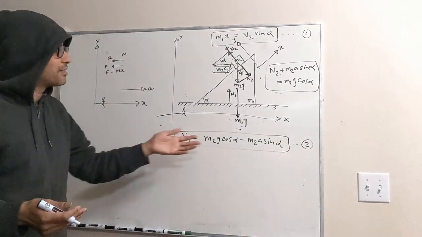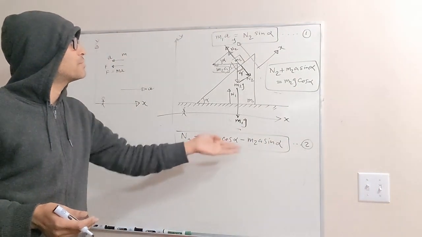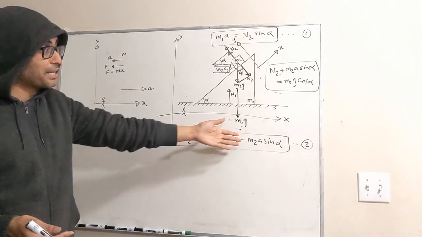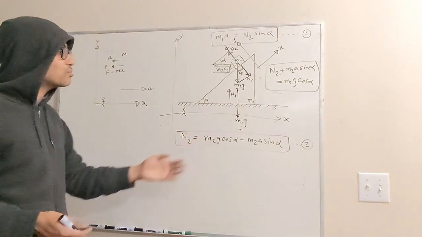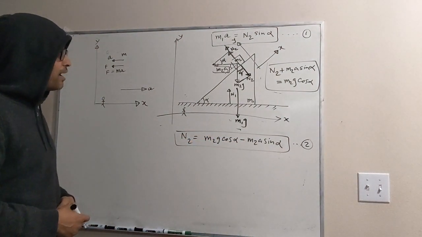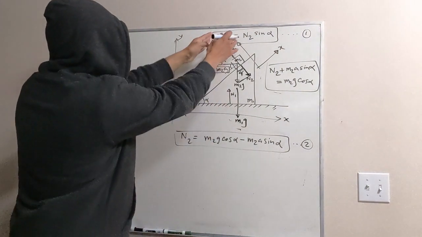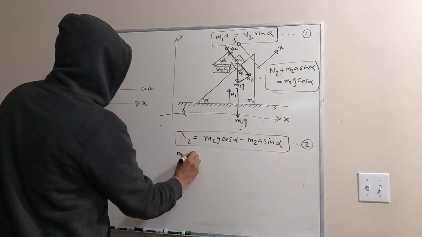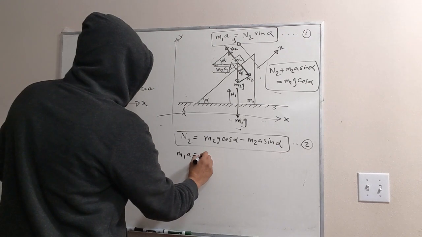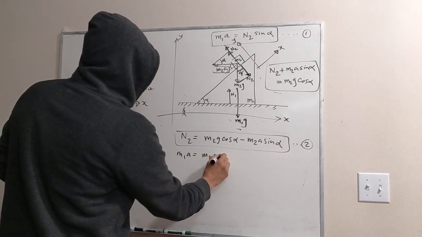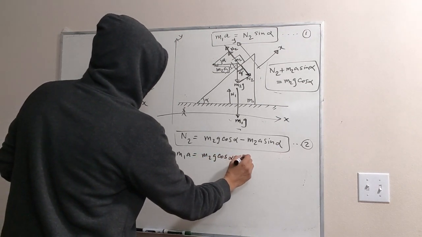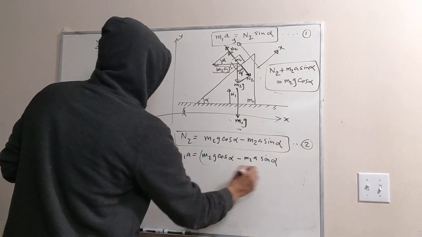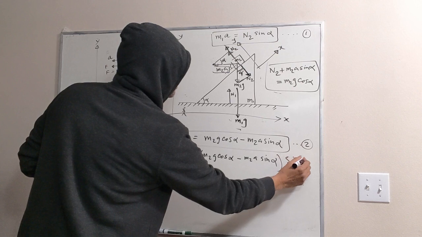And that's all you need. Now if you substitute this equation number 2 into equation number 1, it will be an equation in A only. A is the only unknown, and that's what you have to find. So let's substitute this N2 into equation number 1. So what are we getting? M1A equal to M2G cos alpha minus M2A sin alpha, multiplied by sin alpha.